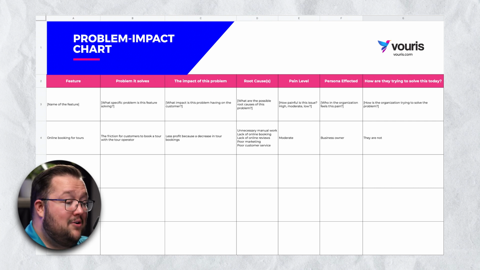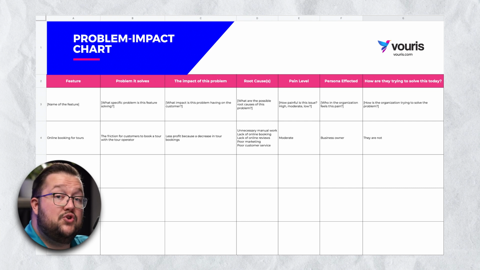The next column here is the root causes of that problem. So why does that problem exist in the first place? The reason you want to understand the root causes is because you want to make sure you know how your solution lines up to those causes. Let me give you a real example.